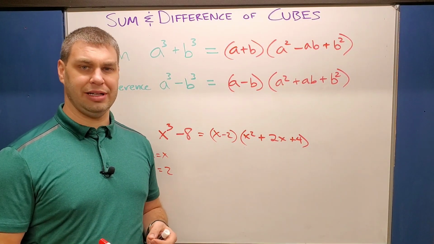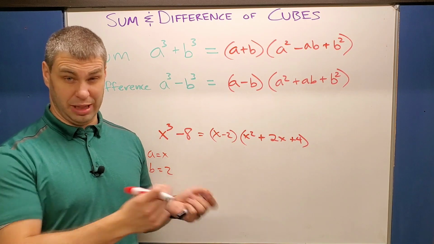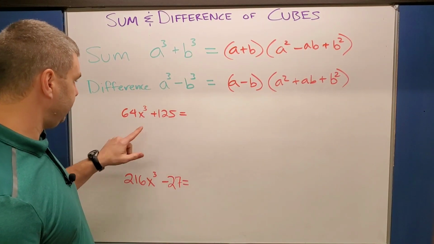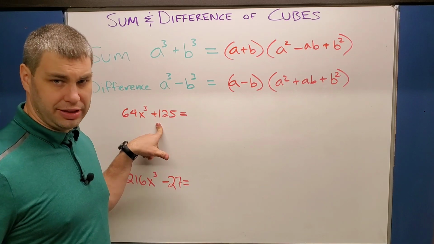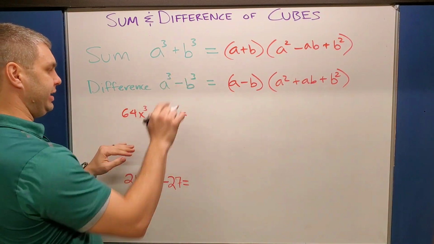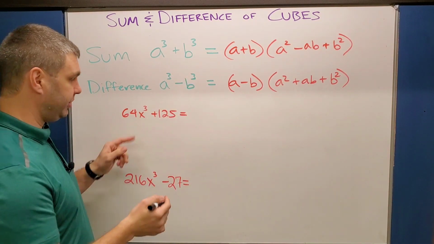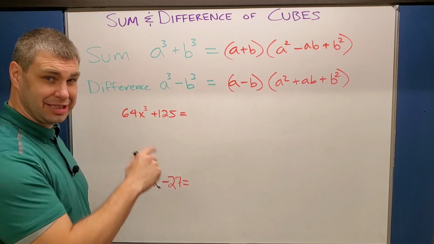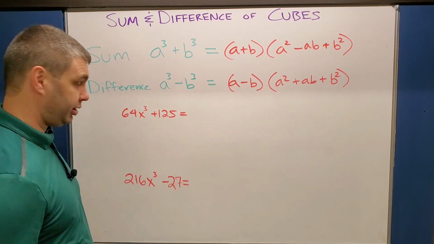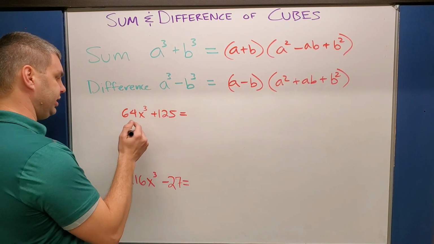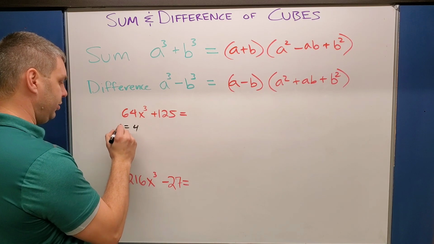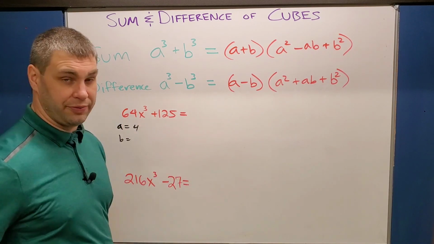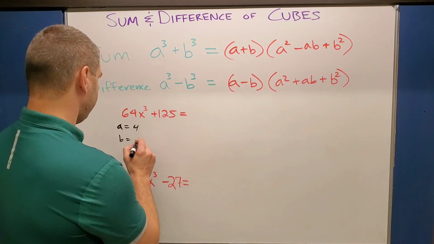Let's try a few more, and then at the end, we're going to actually solve by factoring. All right, so I have a couple written out for us here. We have a sum of cubes and a difference of cubes. Let's start with the sum first. If I look at each of these terms, my a and my b, the a in this one, well, what times itself 3 times is going to be 64? 4 is. 4 times 4 times 4 gives us 64, so I can say that my a here is 4, and the b, what times what times what is 125? 5. So my b is 5.